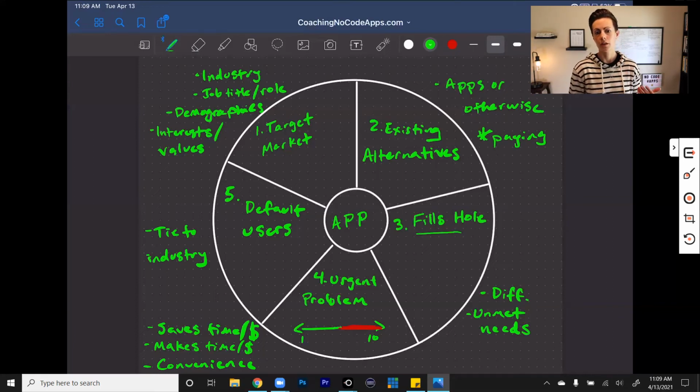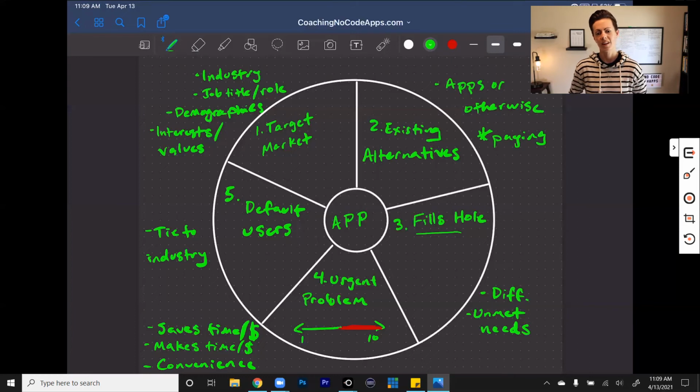How can you make it different? How can you help meet currently unmet needs within those existing alternatives? If you can connect that back to problems that your target market has, again, more validation and some differentiation to make it easier for you to, once you launch your app, to actually start growing it.